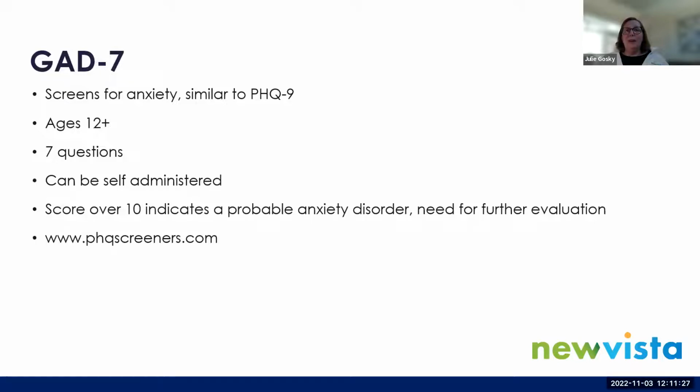So the GAD-7 is very similar to the PHQ-9. It can be administered the same way. It's 7 questions, and any scores over 10 are going to indicate a probable anxiety disorder. Definitely will need further evaluation to make sure of what exactly is going on with that particular patient. But again, 7 questions can be administered a bunch of different ways, and someone can answer quickly and easily, and you can look and see whether or not you have to have a further conversation about what's going on with that person. So, all right, the next slide.